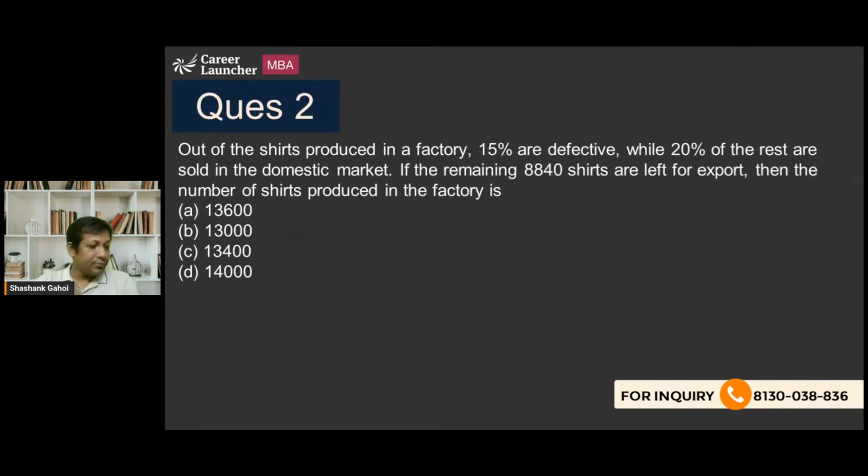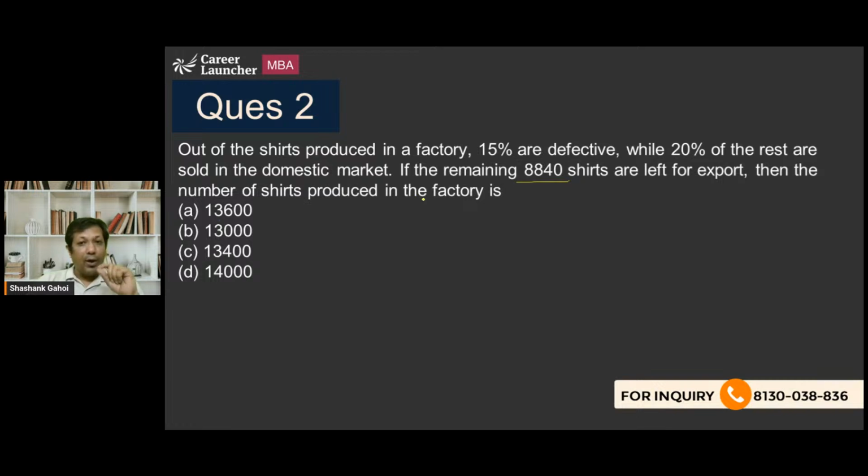What does it say? Okay, so out of the shirts produced in a factory, 15% are defective, while 20% of the rest are sold in the domestic market, and the remaining are left for export. The number of shirts produced in the factory.